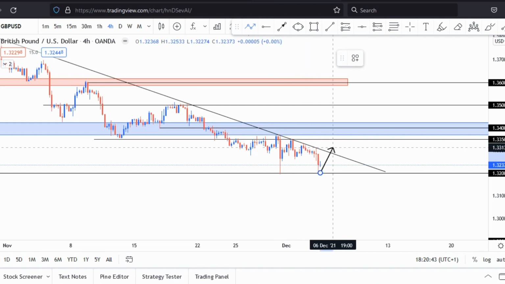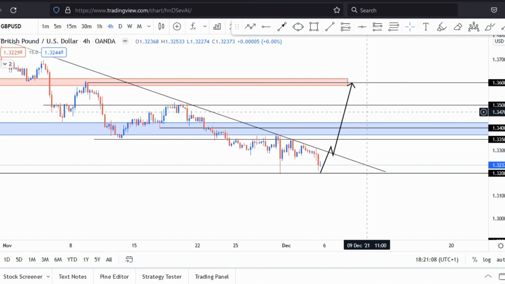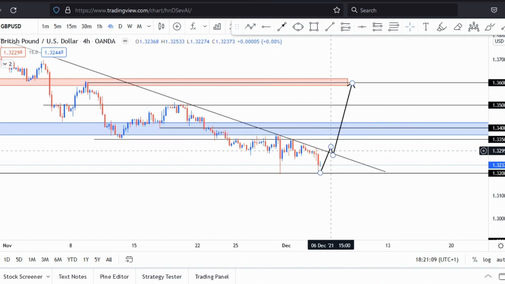But if price eventually breaks and closes above this trend line, then we should be expecting a continuation to the top. Okay, so in the short term, you can take price all the way to the 1.335 level or the 1.34 level, which will be ideal. And if price keeps on breaking it, then we keep entering more positions until we take price all the way to the top. All right, and that's if there's a break of this trend line.